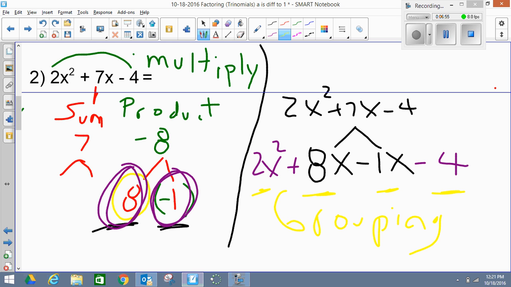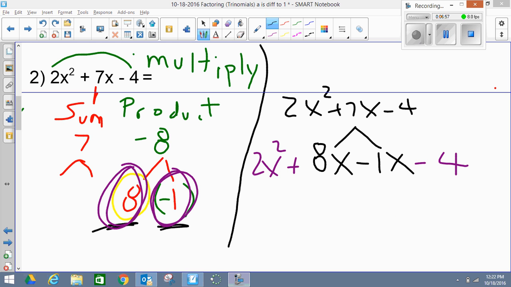Okay, I'm using grouping. So now I have 4 terms. What I want to do next is make groups of 2. I want to make 2 groups of 2. So first and second term together, third and fourth term together.